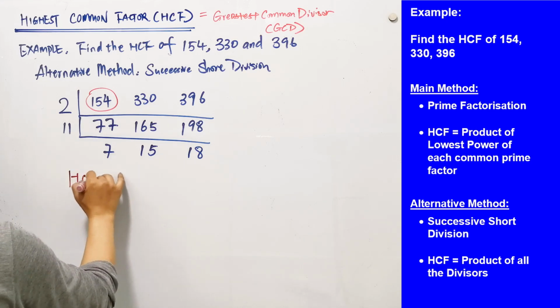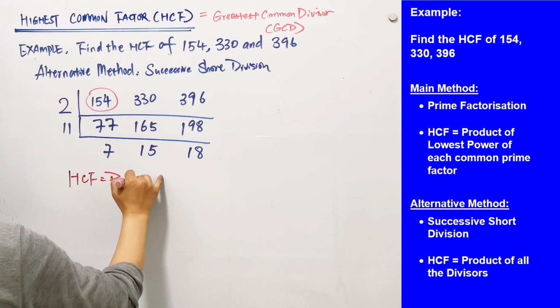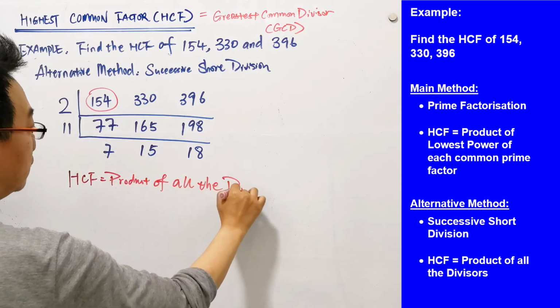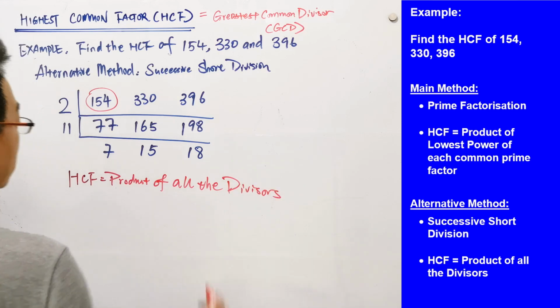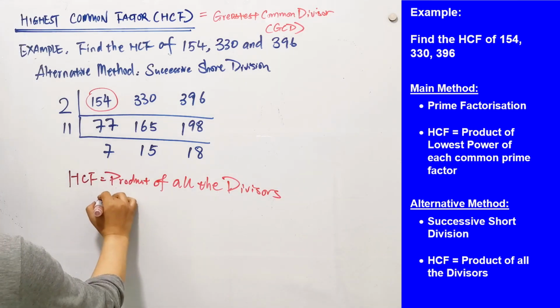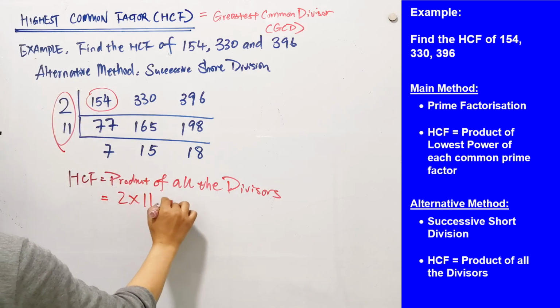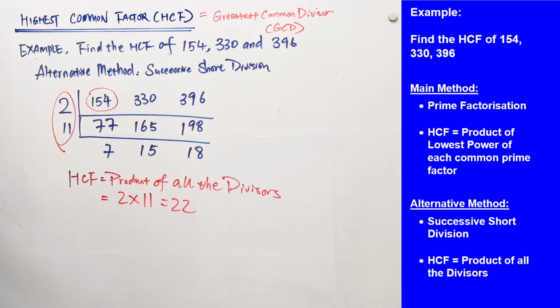So HCF is the product of all the divisors in this alternative method. So in this case, it is 2 times 11, we get 22. We also get the answer, right? Very good. Let's move on to the next one.